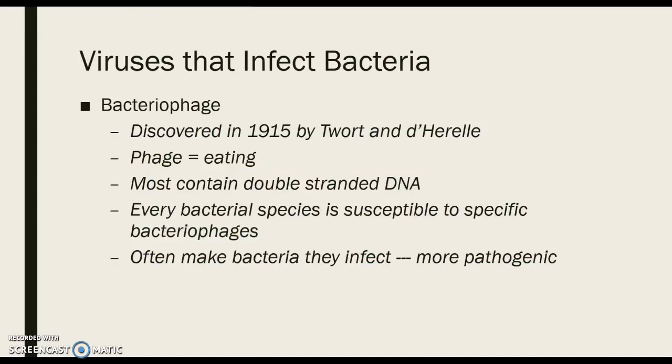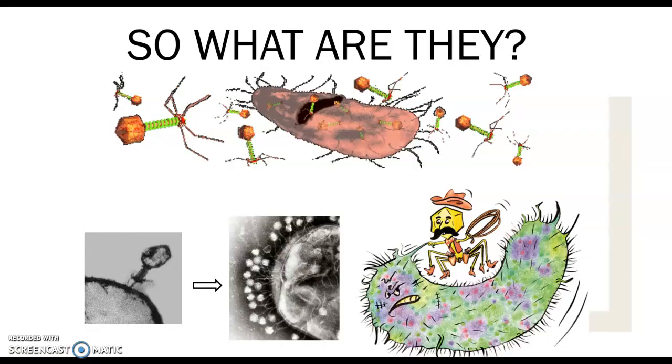Now, viruses that infect bacteria, specifically the bacteriophage, discovered in about 1915. Phage means eating, and most contain double-stranded DNA when we're talking about bacteriophages. Every bacterial species is susceptible to specific bacteriophages. So remember, these are viruses that infect bacteria. They often make the bacteria they infect more pathogenic. So what are they, right?